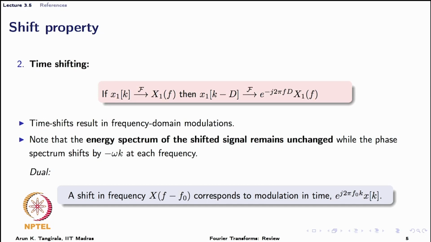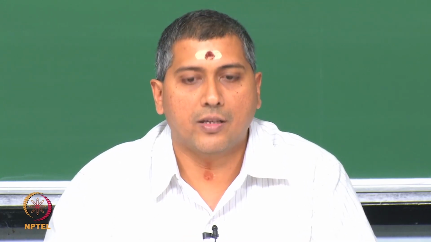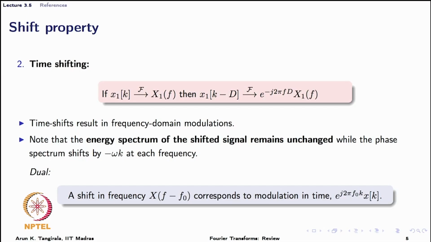So the first, it is second, but really the first property that we are going to use in the analysis of other transforms is the time shifting property. Now, this time shifting property states that if I have a signal, let us say x1[k], and its Fourier transform is x1 of f, then when the signal is shifted in time by a certain amount d, the Fourier transform is multiplied with e to the minus j 2 pi f d. This result, as it is stated, is given for discrete time signals, but as I mentioned earlier, it is equally applicable to the continuous time case as well.